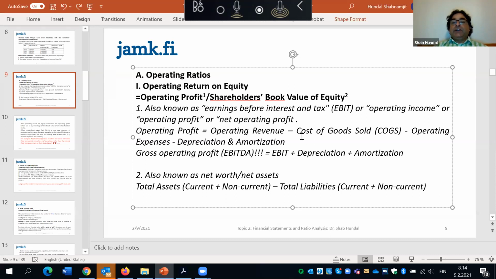Usually these things are calculated already in the income statement. So this figure of operating profit will come from the income statement, and this figure will come from the balance sheet. Okay.